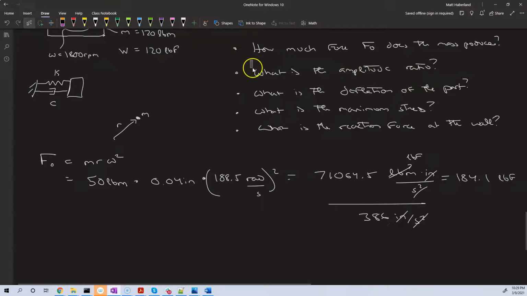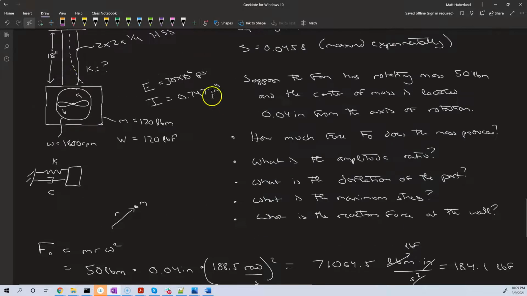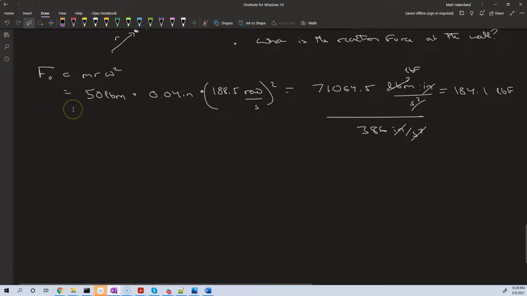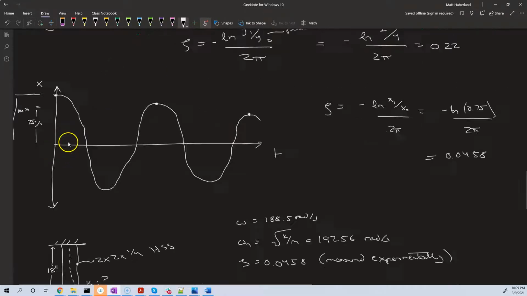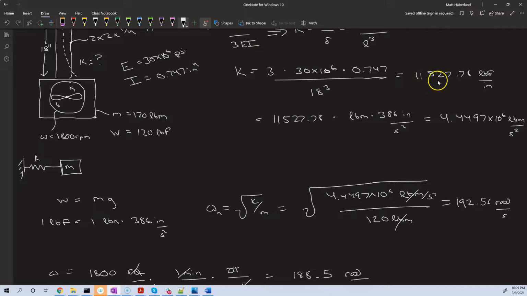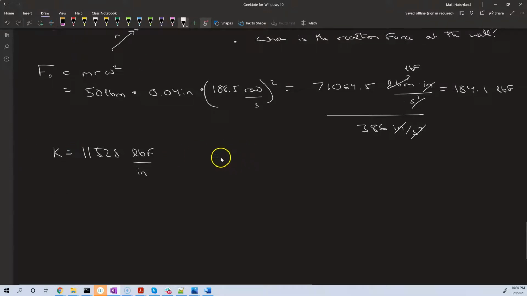What is the amplitude ratio? There's a formula for this amplitude ratio. First of all, let's say that this force were just applied to the end of the steel beam, right? We know what the stiffness was. We determined the stiffness earlier. We said that K was equal to 11,528 pounds force per inch. So if this force were just static, then we would expect that the force, F naught, divided by the stiffness, that would give us a deflection, right?